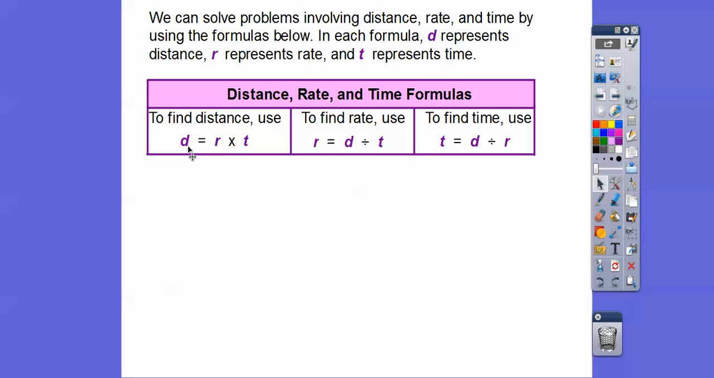Anyway, so here's some formulas, you guys. D stands for distance, R stands for rate, and T stands for time. So distance equals rate times time. Here, rate equals the distance divided by time, and here, the time equals the distance divided by the rate. So if they ask how far is the distance, we're going to use this formula. If they say, how fast is the car going, then we're going to use this one. If they say, how much time will it take, then we'll use this one here.